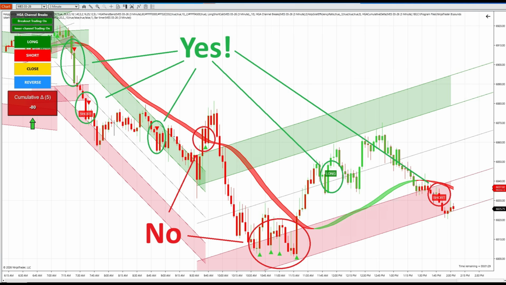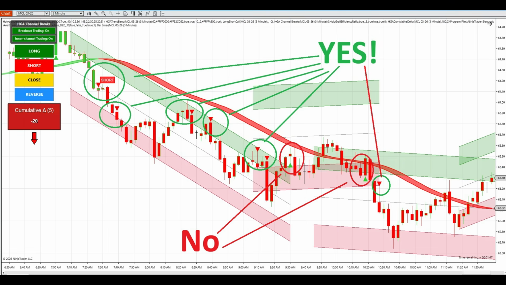Here is the MES also on February the 5th, which was yesterday at the time of this video. You can see the longs that we had, one long in the afternoon, and some of these shorts right here. Again, you can look at this, and this is how we would trade.